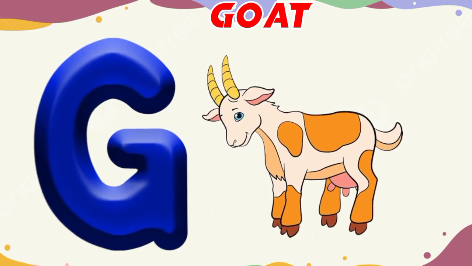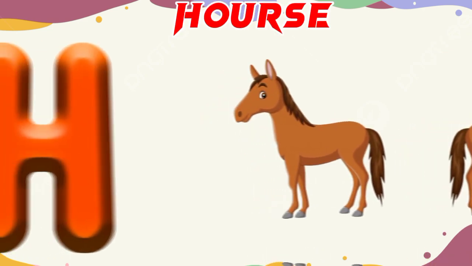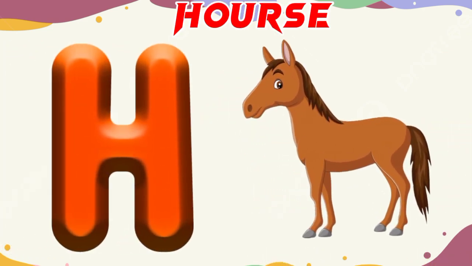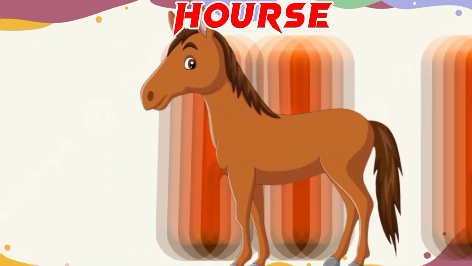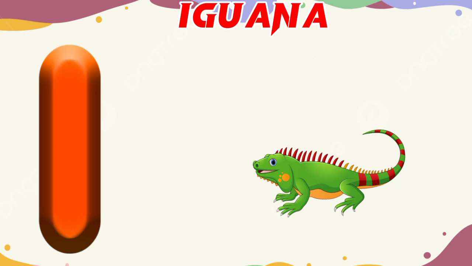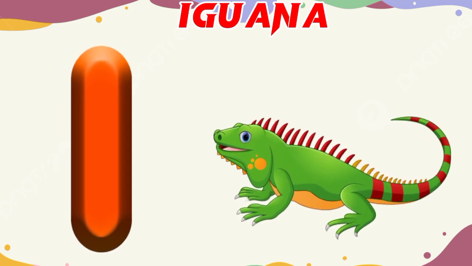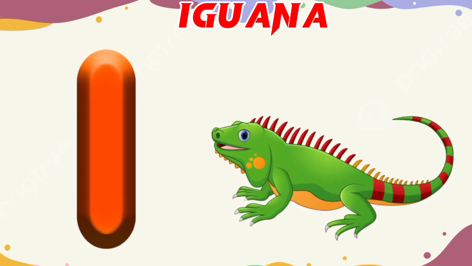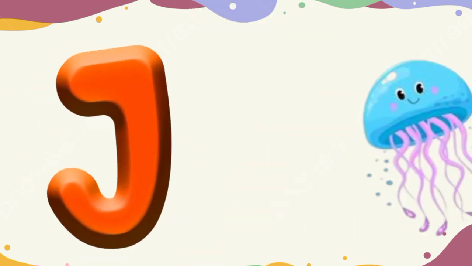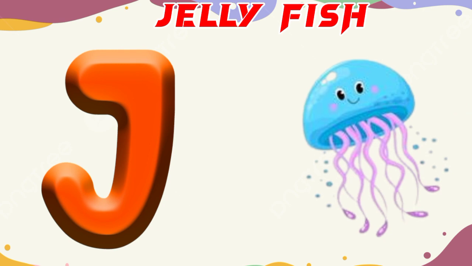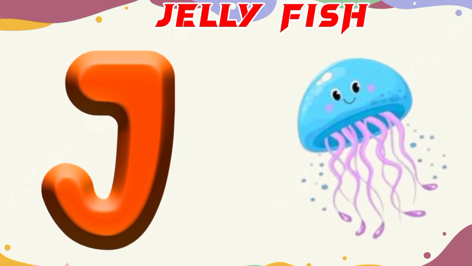Goat. G, goat. H is for horse. H, horse. I is for iguana. I, iguana. J is for jellyfish.